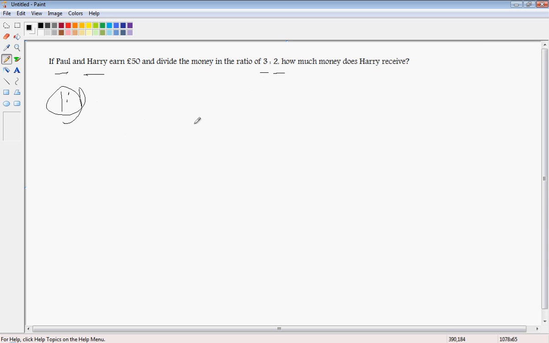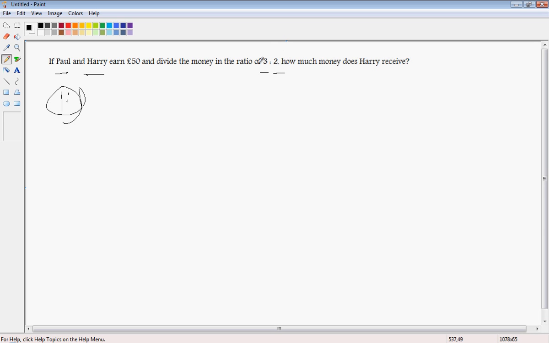So this is just a question of shares. Paul receives 3 shares and Harry earns 2 shares. So for every £3 that Paul gets, Harry gets 2. Now we could count this out, 1, 2, 3, and then 1, 2 for Harry, then 1, 2, 3 to Paul, and 1, 2 to Harry, but this would take a long time. So there's a lot faster method of doing this.